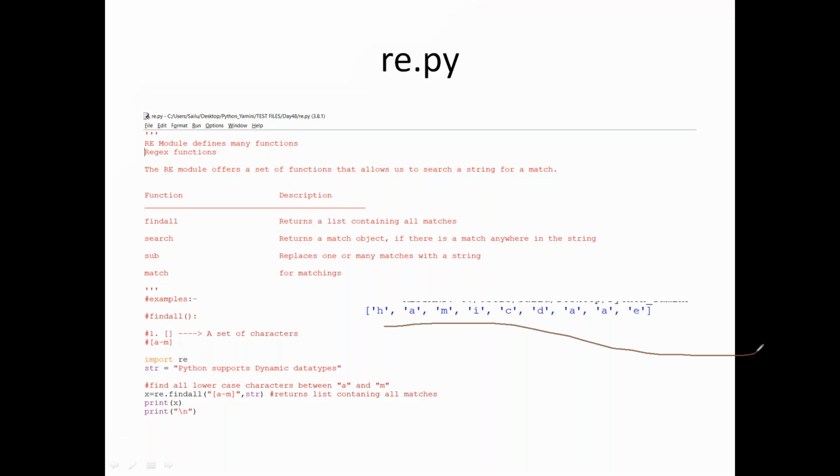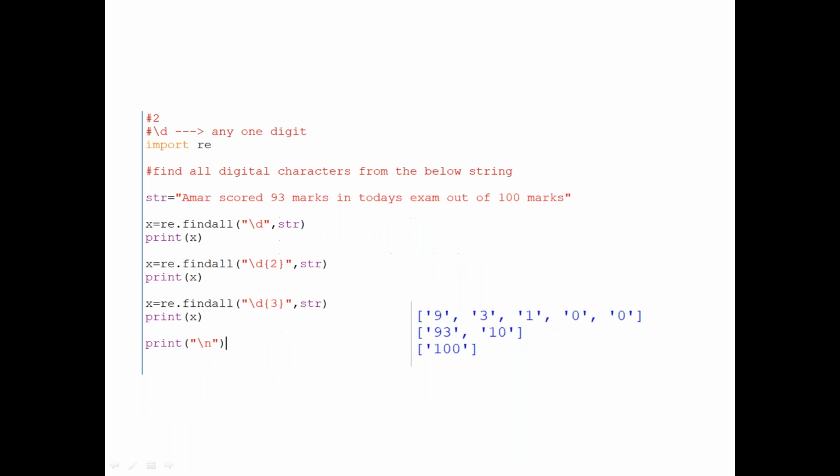This one. Are you getting my point? So the statement, the syntax, how you need to write, means in a square bracket, a to m, comma str. Any questions on this? How to write? You can see only the lower letters between a to m. Okay.